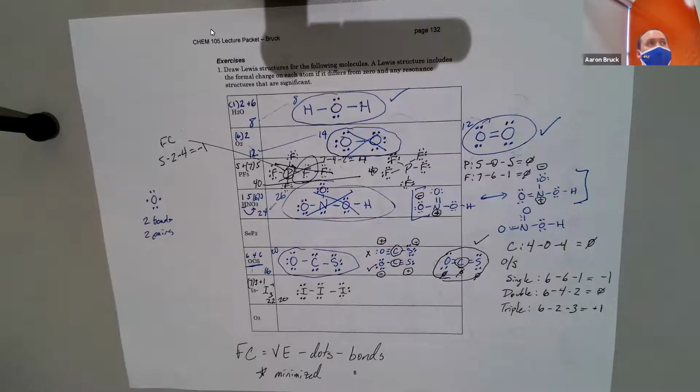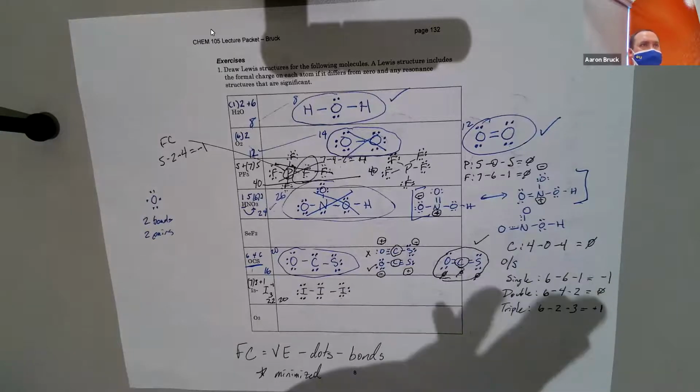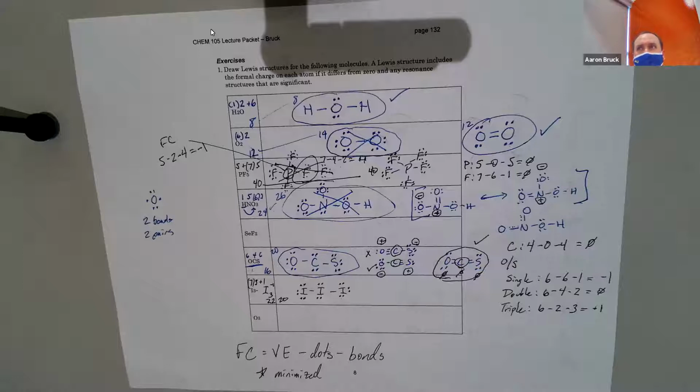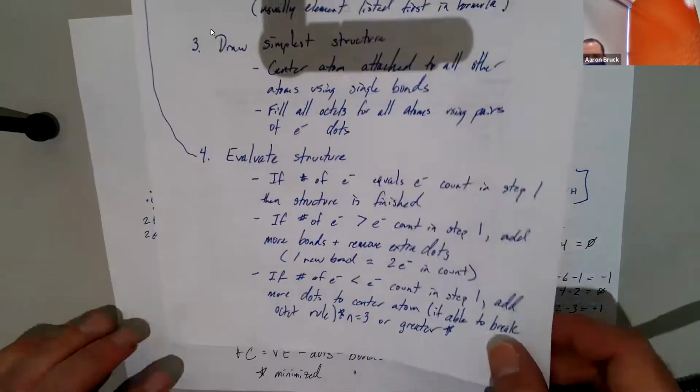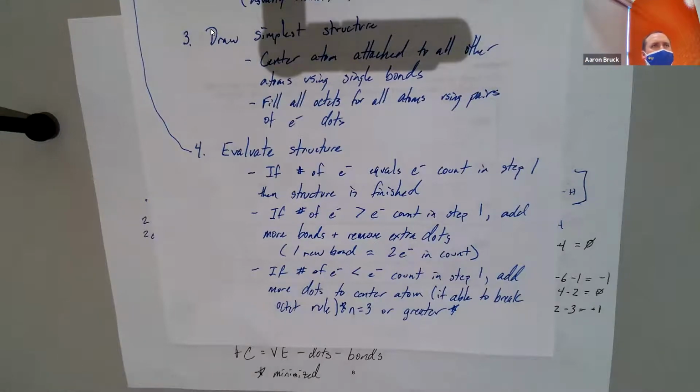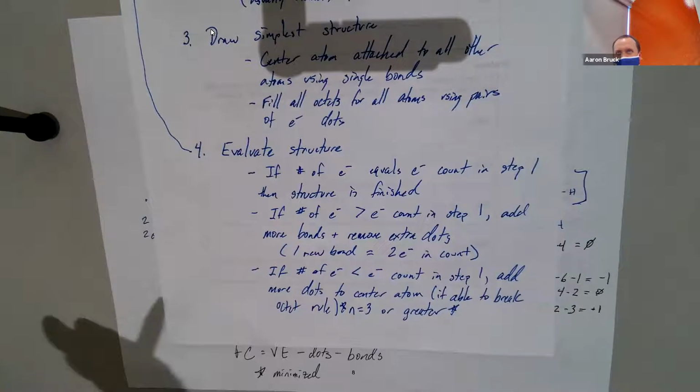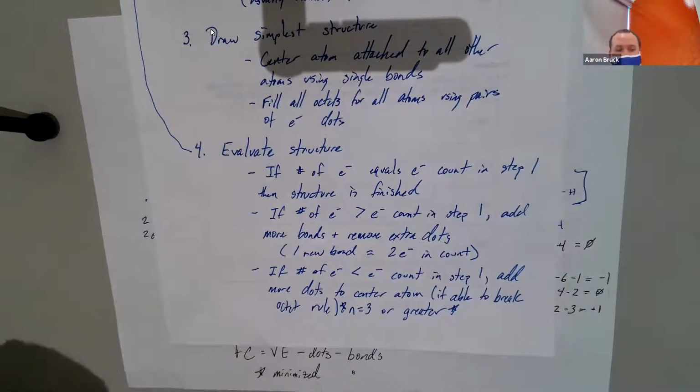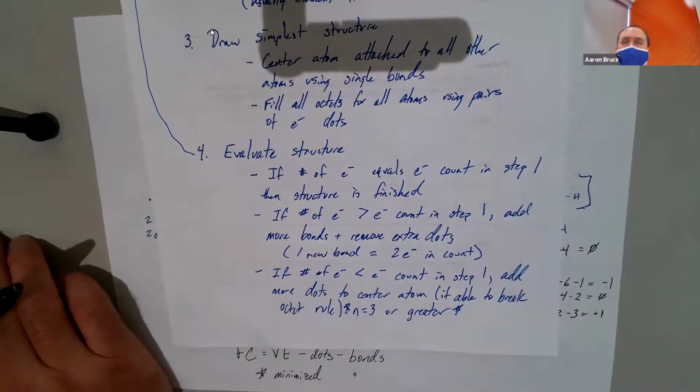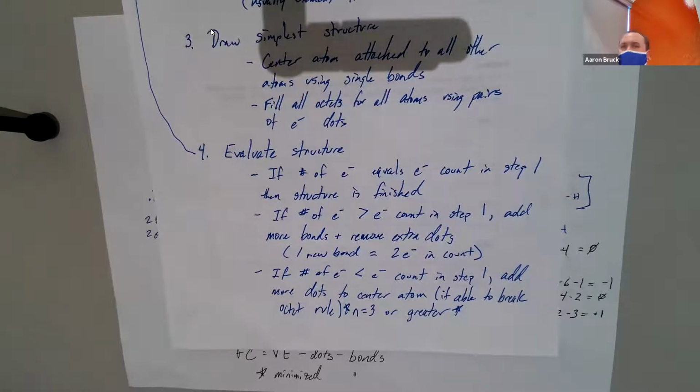Now, we haven't dealt with this particular problem before. We've always dealt with the opposite. My structure has too many. I need to start adding extra bonds. When the structure has too few, remember, it's not that we add extra bonds. Adding extra bonds would actually mess up with our formal charge. What we do instead is we add more dots. In particular, we add more dots to the center atom, assuming that the center atom is able to break the octet rule. Iodine is a period 5 element, so yes, definitely can support the extra electrons.